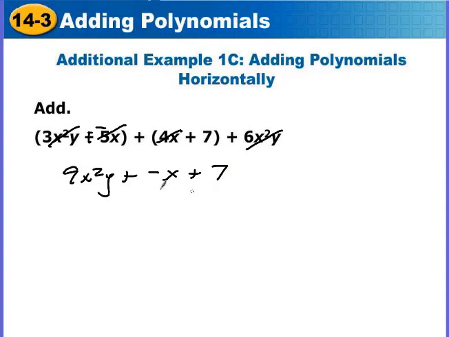Now another way of writing this, and the way you would actually see it in a book, would be 9x squared y minus x plus 7. Because this plus minus plus negative, we would actually change that to a minus. Okay, and this would be the sum of those polynomials. Now what I'd like to do is have you do some. We're going to have you do just a couple by yourself. I'll let you pause the video, and then I'll come back and let's make sure that we have the right answer.